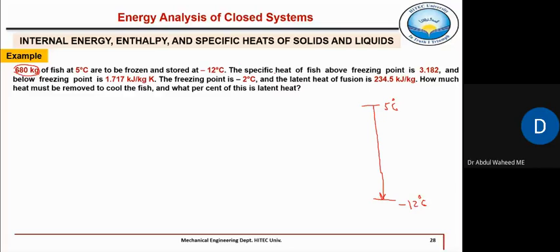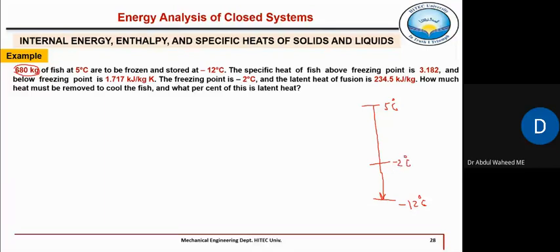The specific heat of fish above freezing point, because there will be somewhere a freezing point of fish, because at this temperature, at 5 degrees Celsius, fish is not freezing, right? So there will be a freezing point of fish, which is minus 2 degrees Celsius. That is given here. So minus 2 is somewhere here. That is the freezing point.